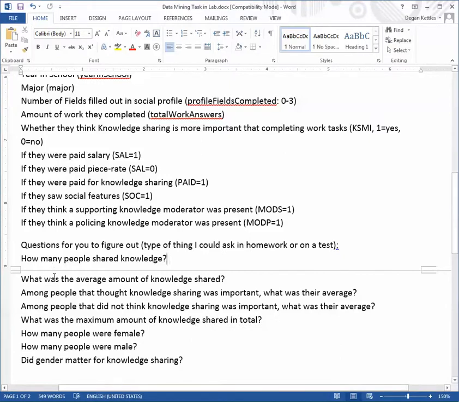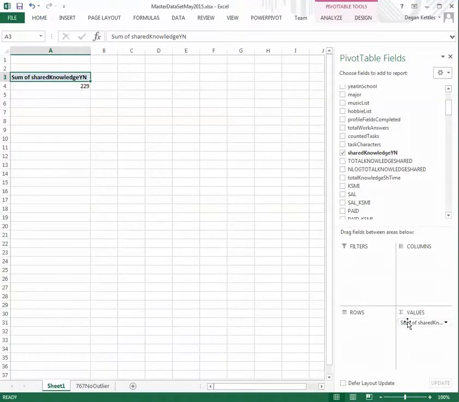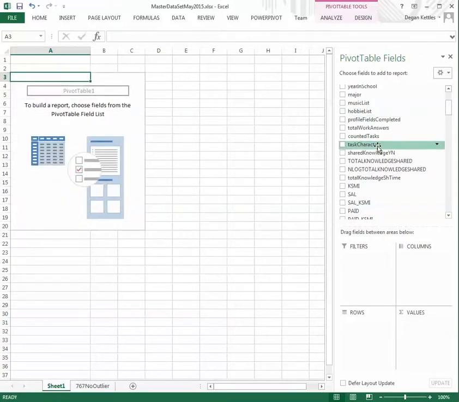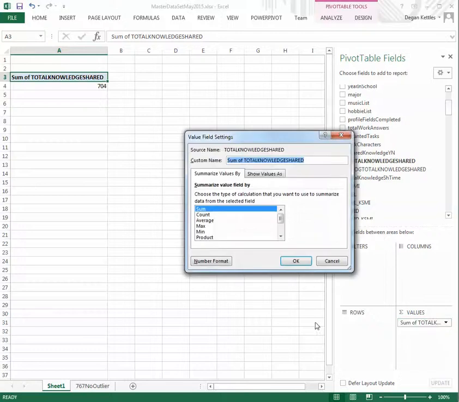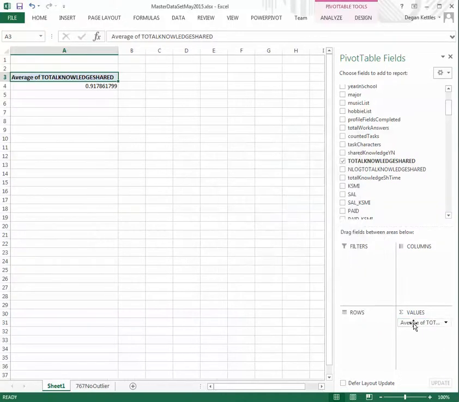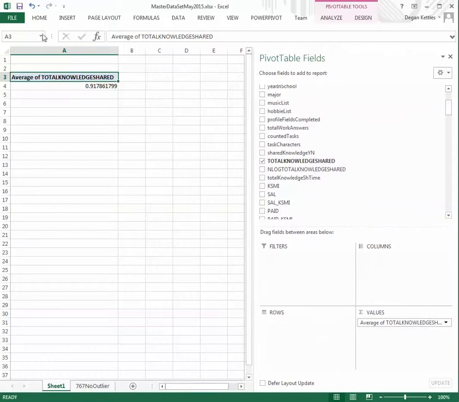Let's see. What was the average amount of knowledge shared? All right, well, the way we would do that is I'm going to get rid of this. Notice how I start dragging it anywhere, and it gets a little X, so it'll disappear if I pull it back up there. So I want to get the average amount of knowledge shared. I take total knowledge shared, drop it down there, and I'm going to select a different option. Again, I'm going down to value field settings. I'm selecting average. Now it says average down here. And we can see that the average person in this data set shared 0.91, or almost a whole item of knowledge in the experiment.